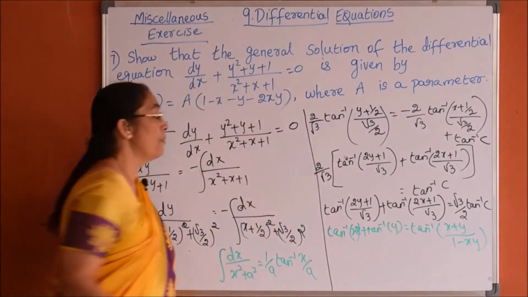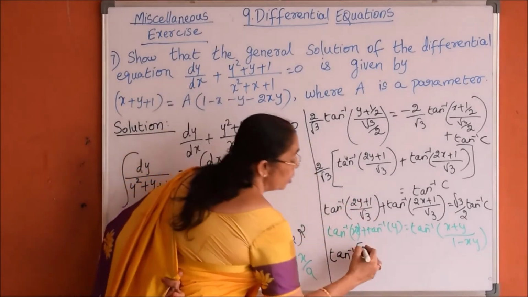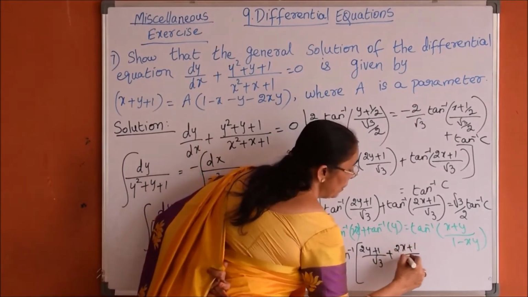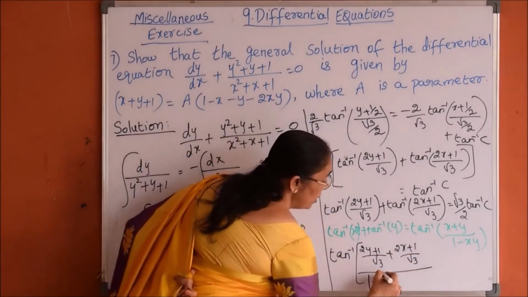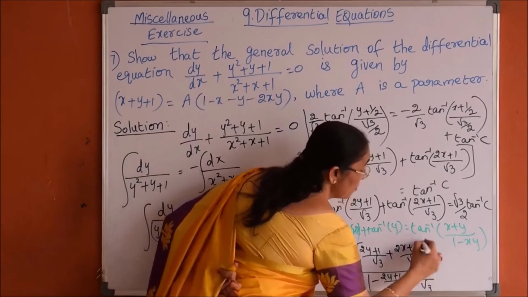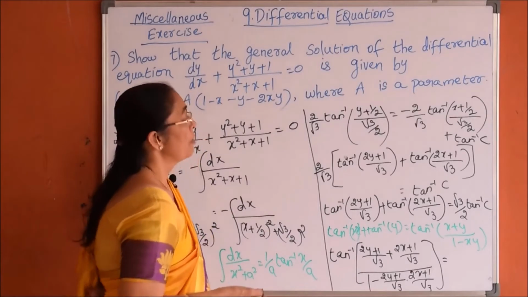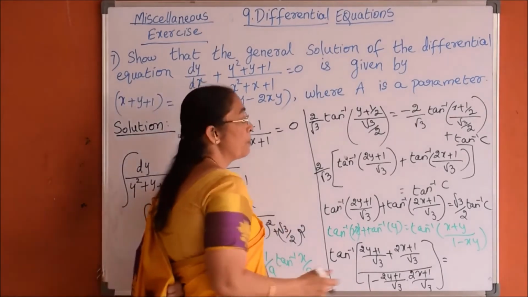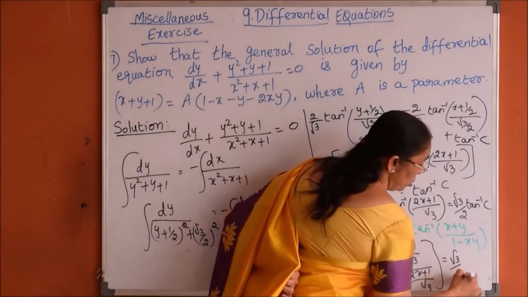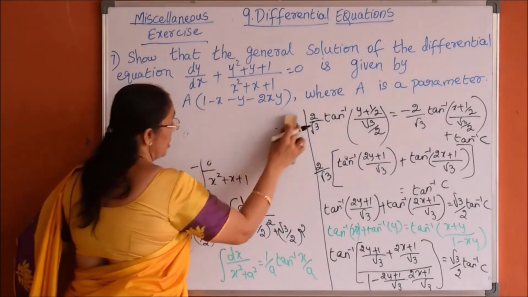So, using this formula, we get the left hand side as tan inverse of (2y plus 1 by root 3 plus 2x plus 1 by root 3) divided by (1 minus 2y plus 1 by root 3 into 2x plus 1 by root 3) is equal to root 3 by 2 tan inverse of c. Now, let me continue here.